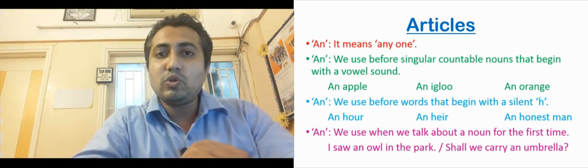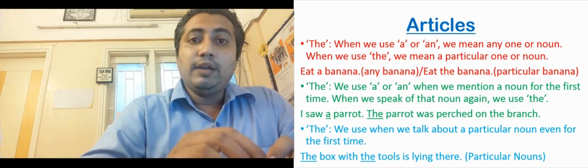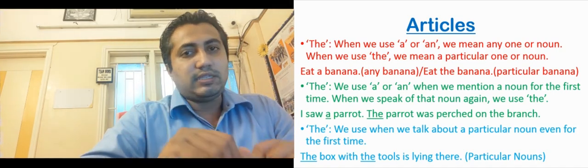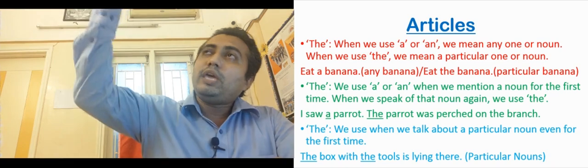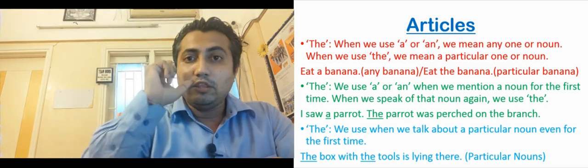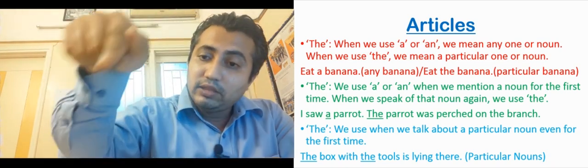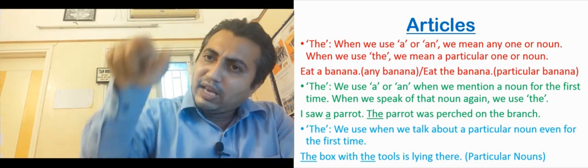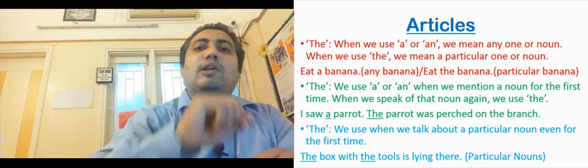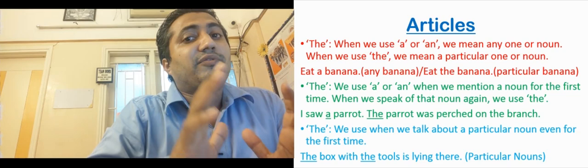Okay, let us go to the next article, the. Now the meaning of the is changing. a और an का मतलब क्या था? कोई एक, anyone. Okay, the का मतलब क्या? Exactly ये, this one, particularly, specifically ये एक, इसकी एक की बात कर रहा हूं. So that is the meaning of the.